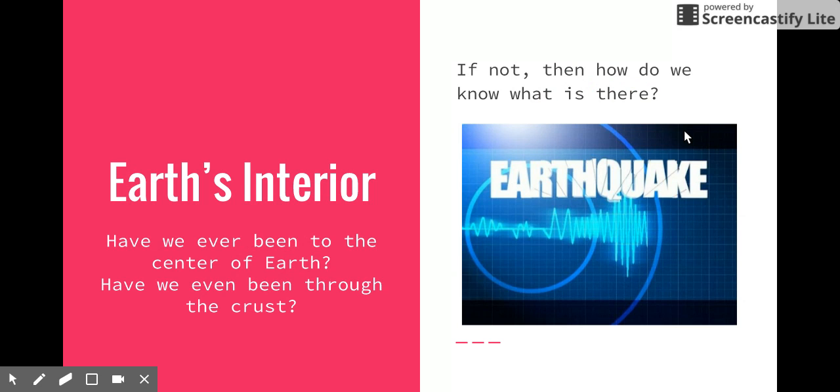So a couple questions I have for you about Earth's interior. Consider these. Have we ever been to the center of Earth? Or have we even been through, let's say, just the crust? And if you answered no, the next question you should be thinking is, well, then how do we know what's in the interior? And the short answer for now is we study earthquakes and the seismic waves they produce. And we'll learn more about that later on down the road.